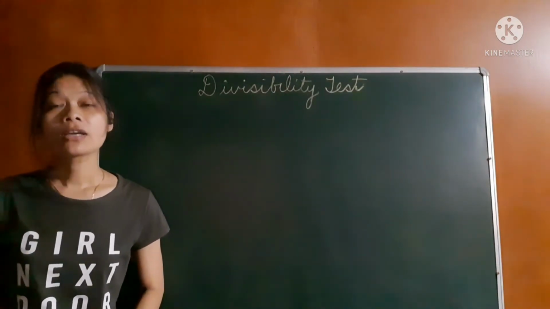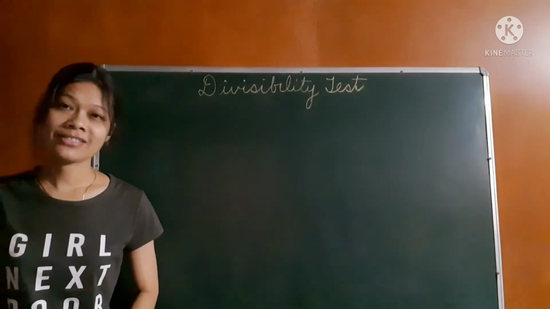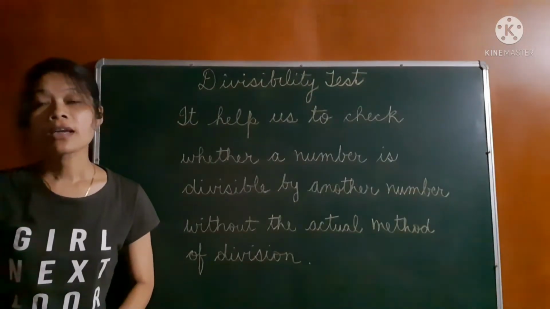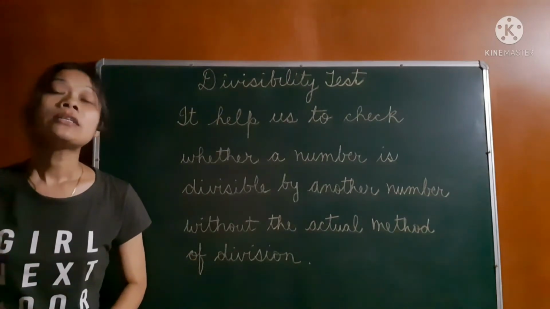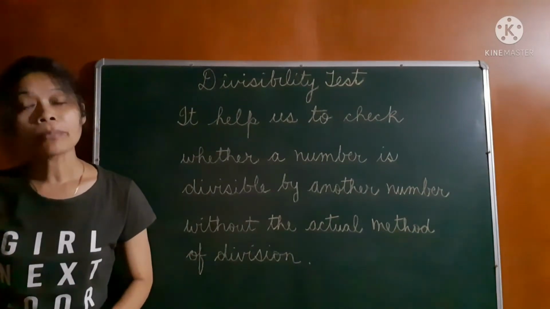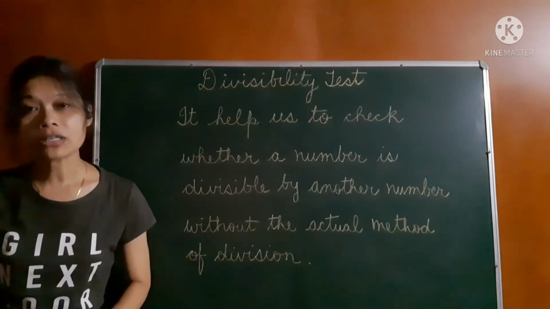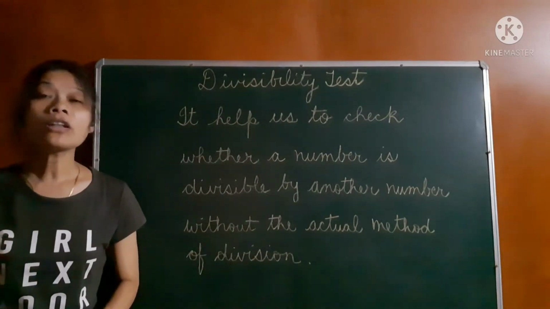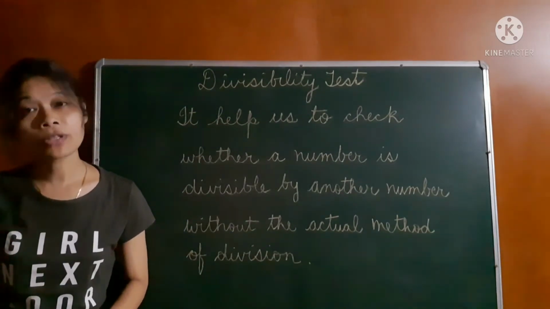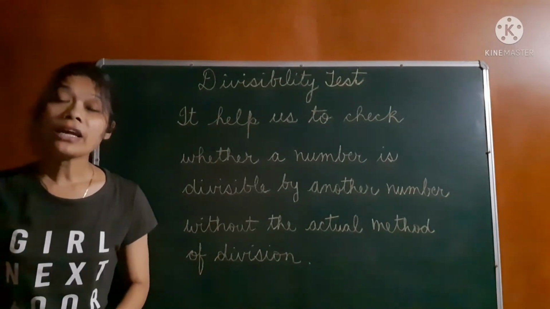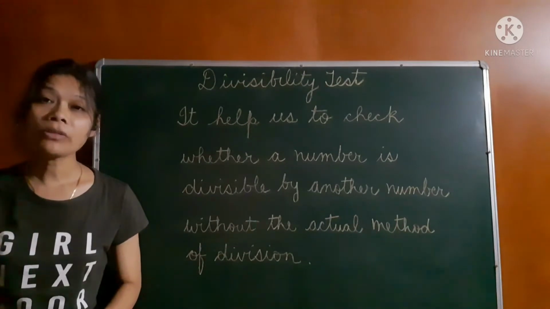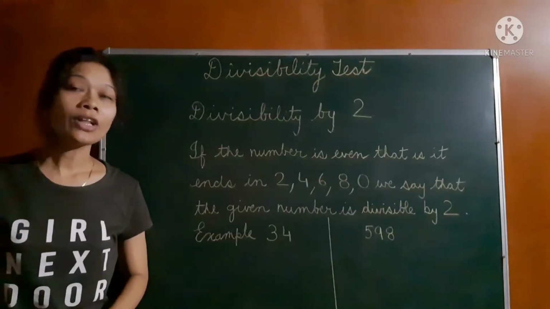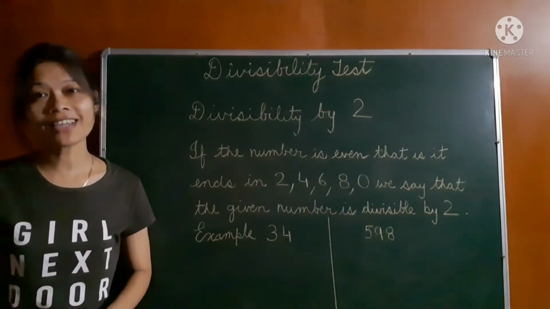Today's topic is divisibility test. Divisibility tests help us to check whether a number is divisible by another number without the actual method of division. If the number is completely divisible by another number, then the quotient will be a whole number and the remainder will be 0. So let's start without wasting any time.